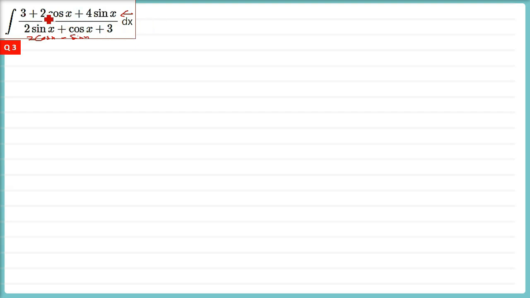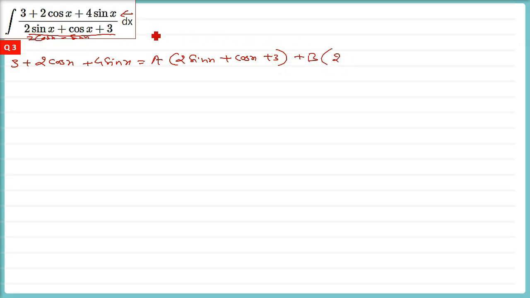That is one way. But the better way is, because there are three terms, right? So just write this numerator 3 plus 2 cos x plus 4 sin x and try to equate it with a. Now you have to insert three constants here, because three terms are there: one with cos x, one with sin x, and one is the constant term. So just multiply a and write the actual denominator, a into 2 sin x plus cos x plus 3. Now when you take this b, what will be b? It will be the differentiation of 2 sin x plus cos x plus 3, which is 2 cos x minus sin x. So 2 cos x minus sin x we have done, plus constant.